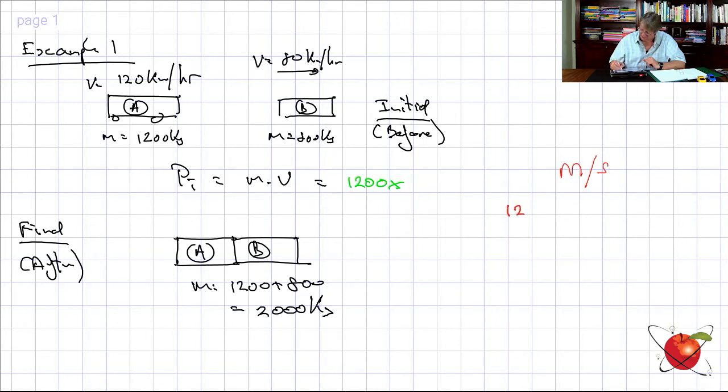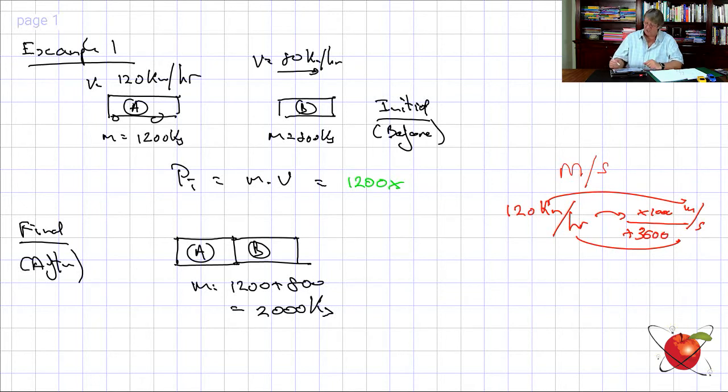I say it's 120 kilometers per hour. How do I change this? Well, what do I want? I want meters and seconds. How do I change kilometers to meters? I times by 1,000. How do I change hours to seconds? I times by 3600. So there's my conversion factor, 120 times that divided by that, and hey presto, I have got an answer.